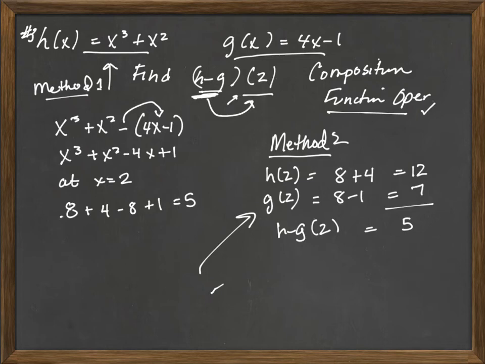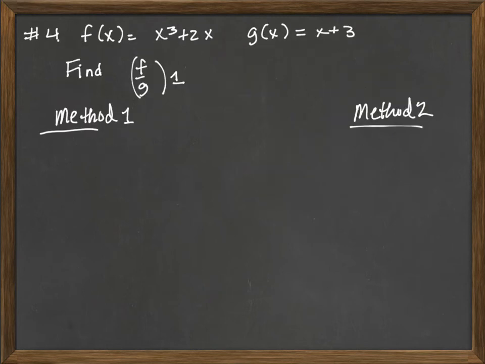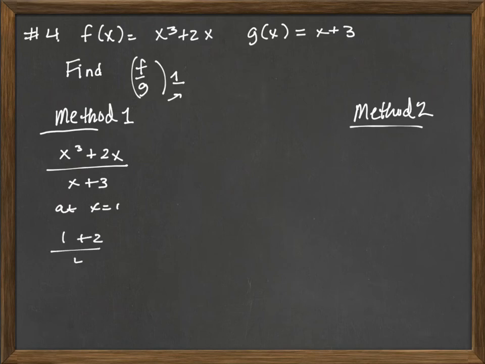All right, let me go on to number 4. So method 1 for this problem, we would put f over g. So we would put x cubed plus 2x over x plus 3. And you can't simplify that. I mean, you could factor an x out, but it doesn't help you. So we're just putting 1 in. So at x equals 1, this would be 1 plus 2 over 4, or 3/4.